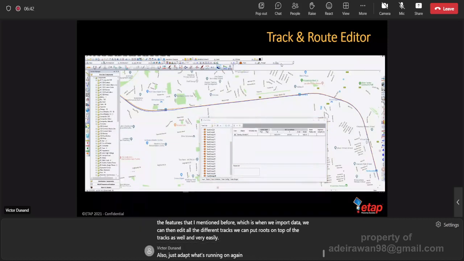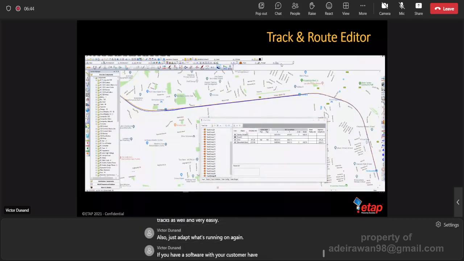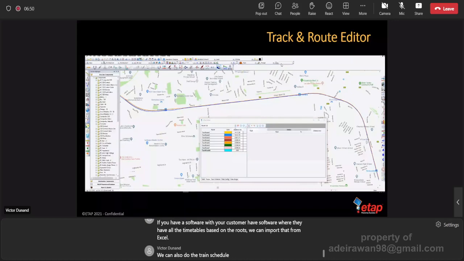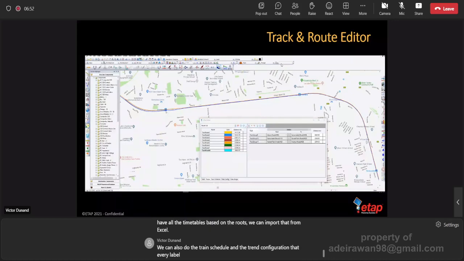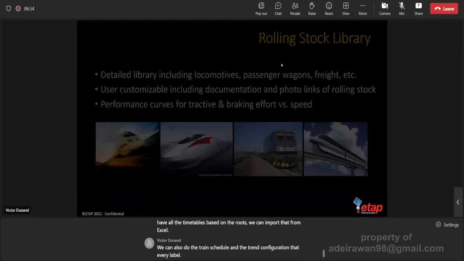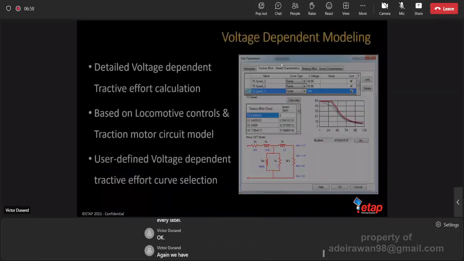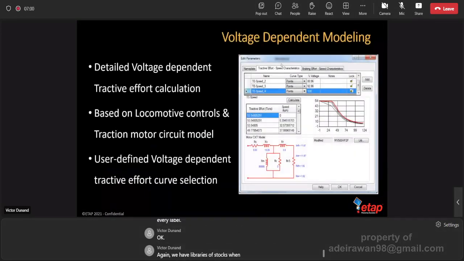Again, if your customer has software where they have all the timetables based on the routes, we can import that from Excel. We can also edit the train schedule and the train configuration at every level. Again, we have libraries of stocks when we do the modeling.